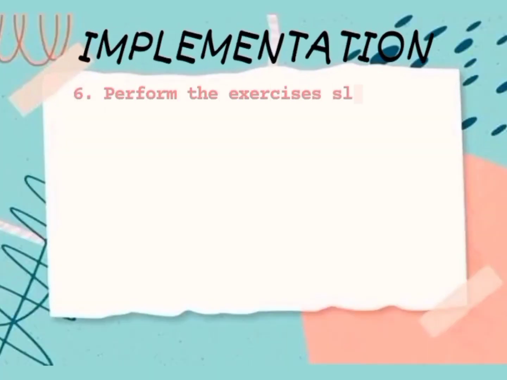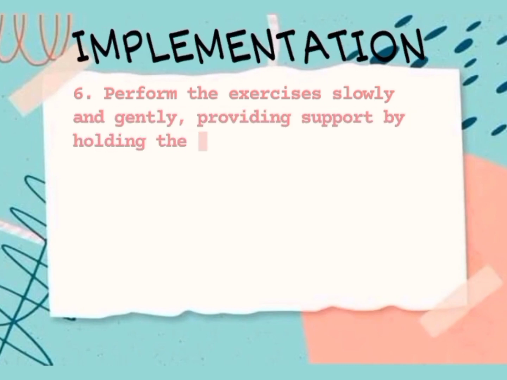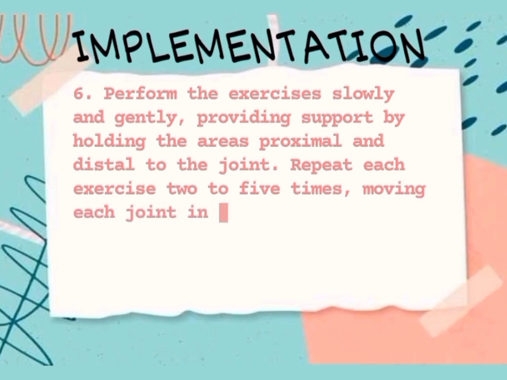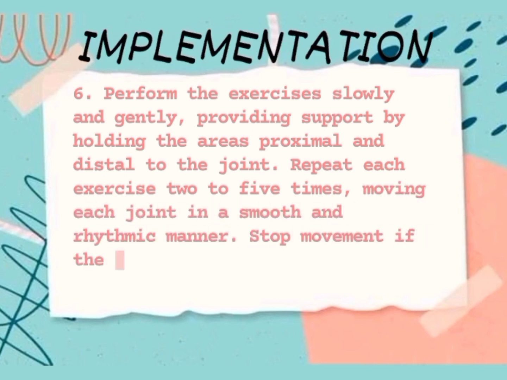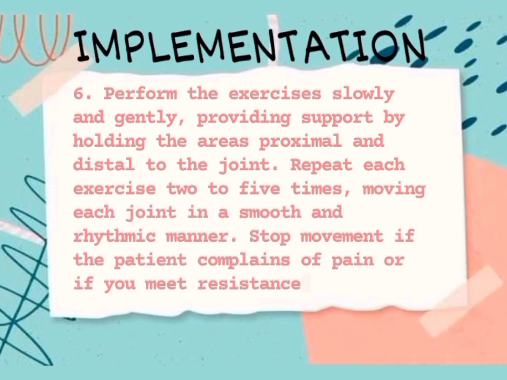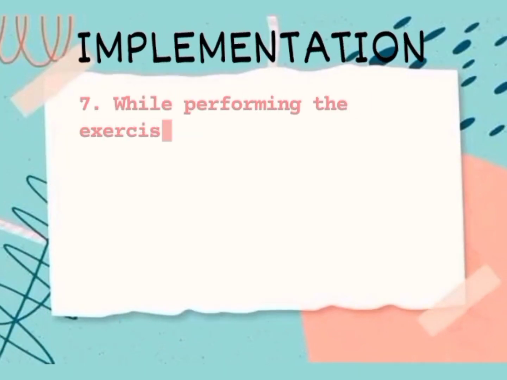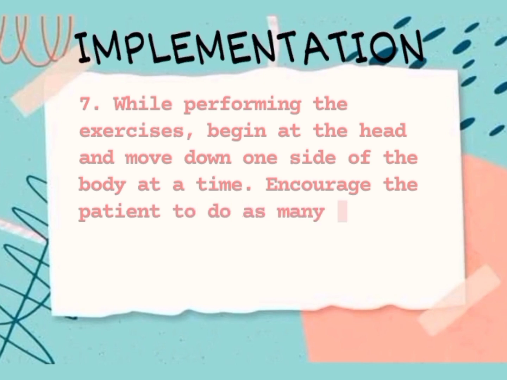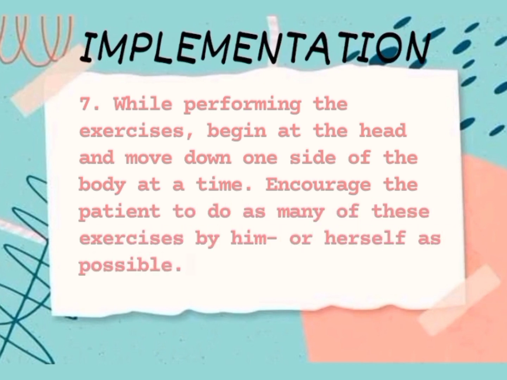Perform the exercises slowly and gently, providing support by holding the areas proximal and distal to the joint. Repeat each exercise 5 times, moving each joint in a smooth and rhythmic manner. Stop movement if the patient complains of pain or if you meet resistance. While performing the exercises, begin at the head and move down one side of the body at a time. Encourage the patient to do as many of these exercises by him or herself as possible.